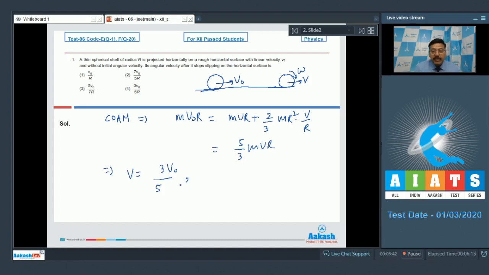So we have to find the final angular velocity. The final angular velocity omega in fact will be v by r, and that means it's equal to 3v0 by 5r. And if we look at the options, we can see that it is matching with option 4. So option 4 is correct for question 1. Let's go to the next question now.